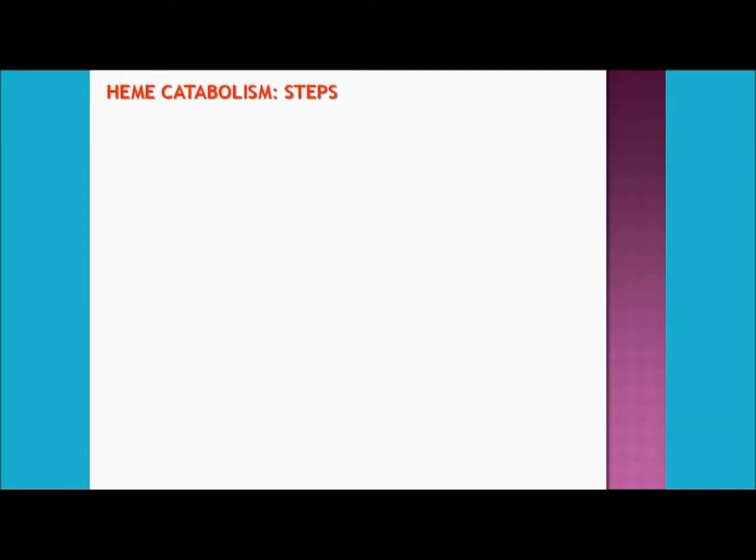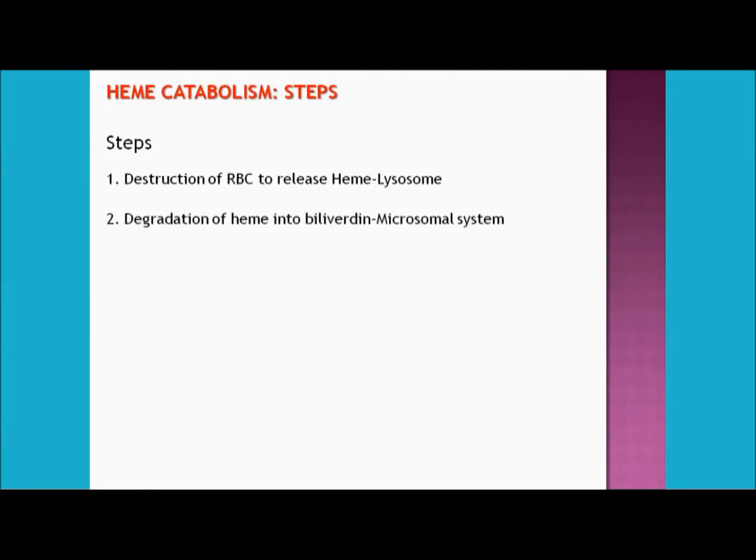So now you see the catabolism of hemoglobin. It takes place in different steps. So let's discuss the steps one after another. First of all, let's list what the steps are. The first step is the destruction of the RBC to release the heme. It takes place with the help of a particular enzyme, which is known as lysosome, right? Lysosome. The next one is the degradation of the heme into biliverdin.